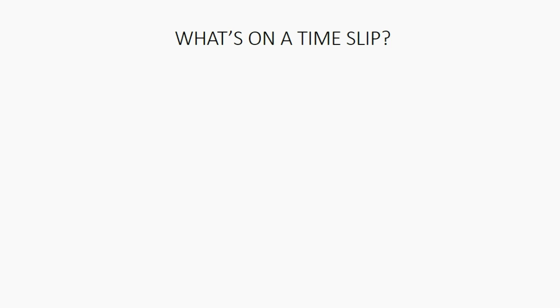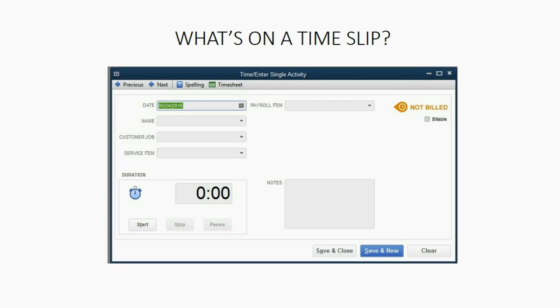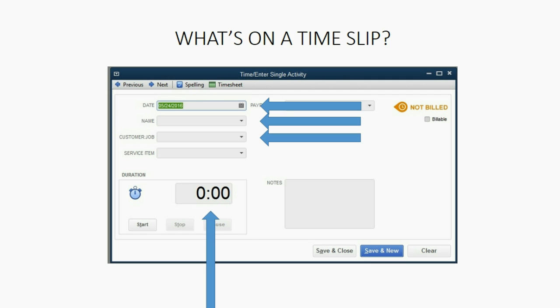Now you may well ask, what information is on a time slip? Well, of course you have to put the date the worker worked, you have to put the name of the worker, and of course you need to know which customer or job the worker worked for so that you can track the hours by job. Of course, you have to put on the time slip the amount of time that your worker was on that particular job. Now, the notes are very important.